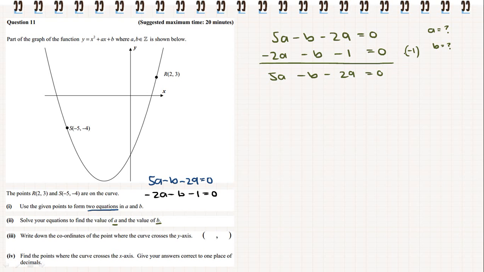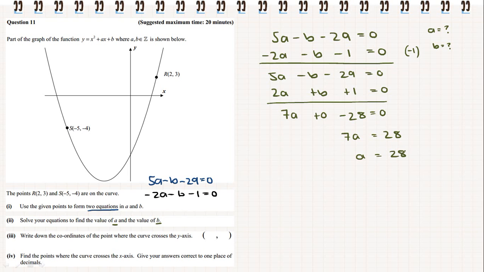And now, by multiplying the bottom line by -1, I'm changing the sign of every term. So it's going to be 2a plus b plus 1 is equal to 0. I'm doing this because when I add these two lines now, I want one of the variables to cancel. So in this case, b is going to cancel, and I'm going to find a first. So 5a plus 2a gives me 7a, plus b minus b just gives me 0, so they cancel. -29 plus 1 gives me -28. So I have 7a is equal to 28. a is equal to 28 divided by 7, so a is equal to 4.